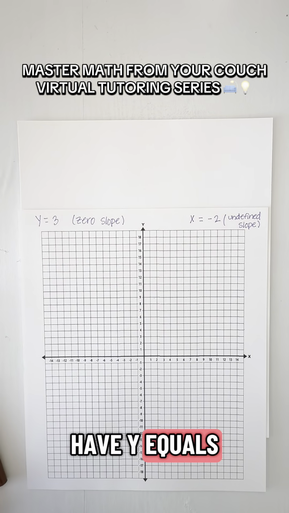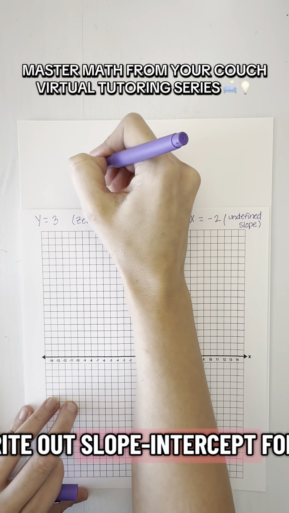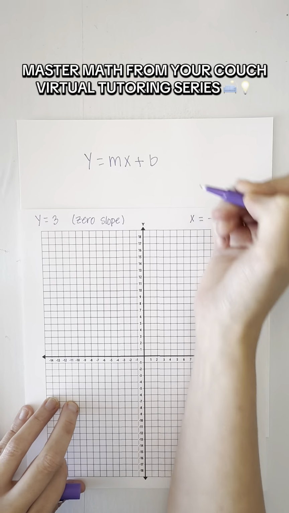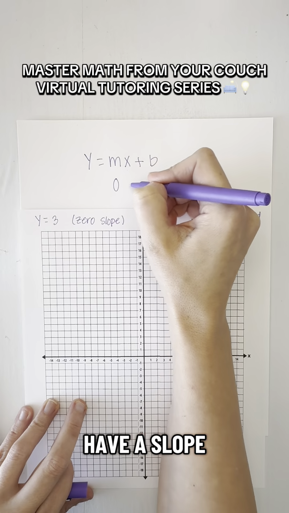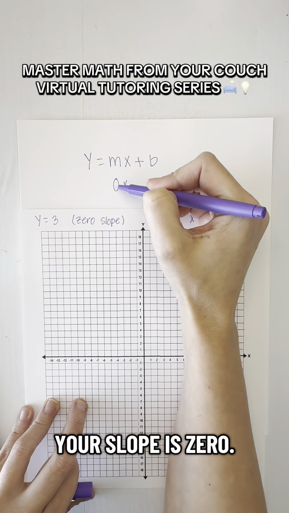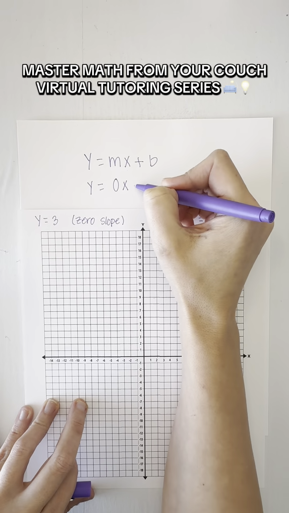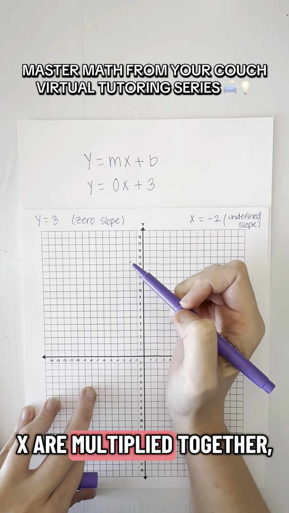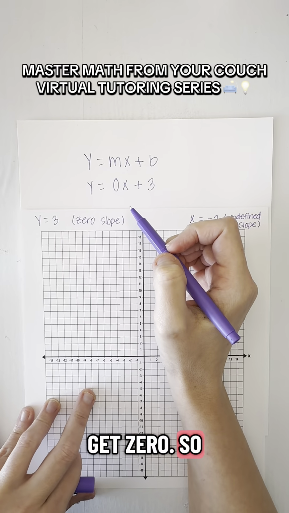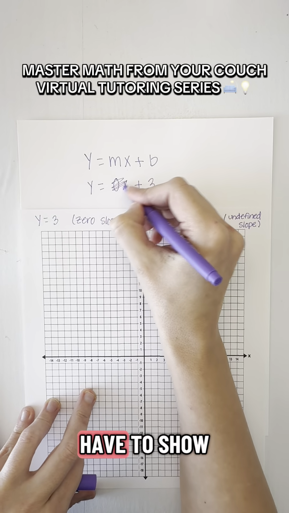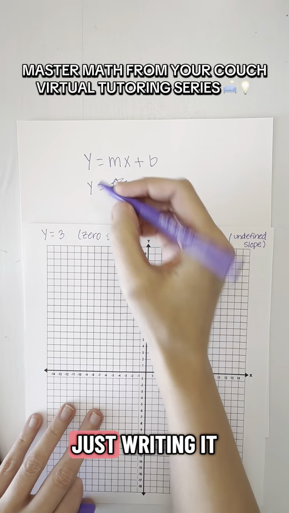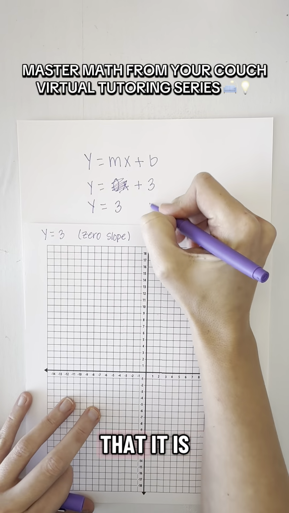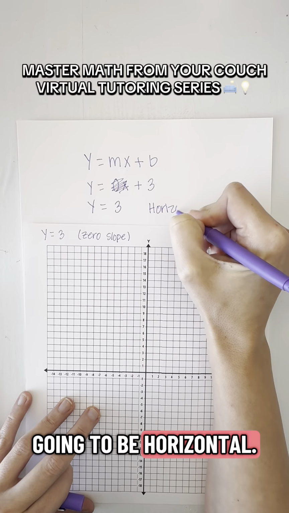So if I have y equals 3 and I write out slope-intercept form, y equals mx plus b, that means that you do not have a slope at all. So your slope is 0. Our y-intercept would be 3. Since m and x are multiplied together, you're going to get 0. So we're going to have 0x, so we don't have to show it that way. So we're simply just writing it as y equals 3. And that is how you know that it is going to be horizontal.